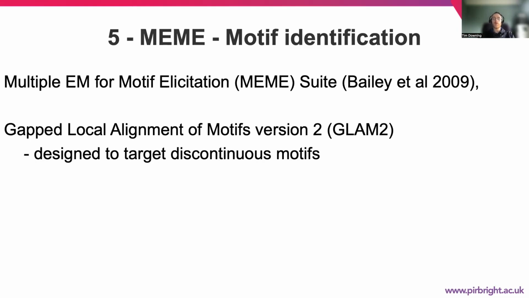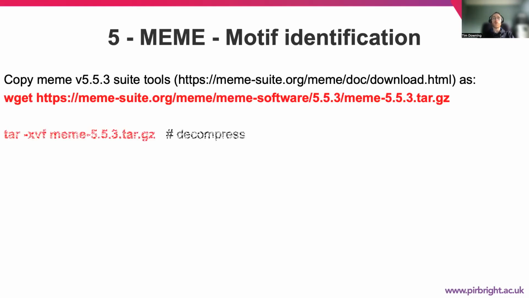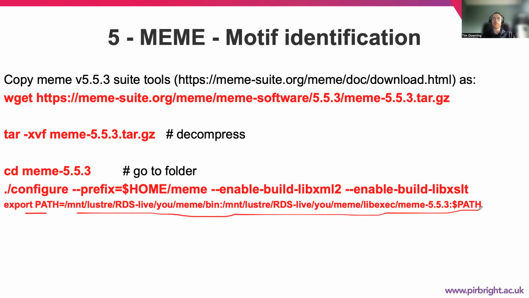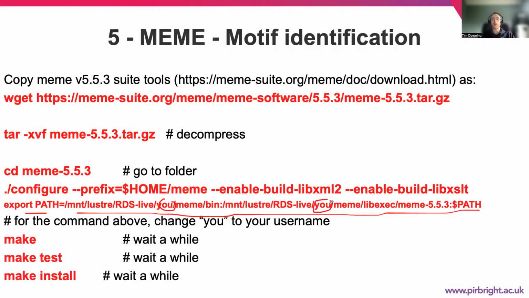So what we're going to do is firstly install the MEME suite of tools, and then we're going to decompress that, go to the folder, and ensure that it's built properly, which may take some effort, especially when you need to export your path, the locations where you installed it, appropriately. Note that you need to change the U part here to your own directory. And then we'll make, make test, and make install. Those will take a while.